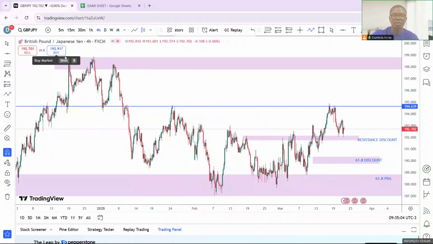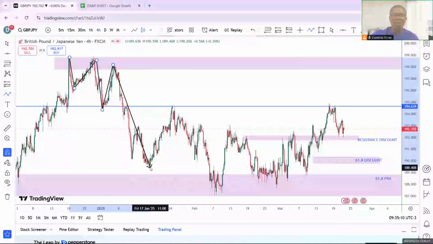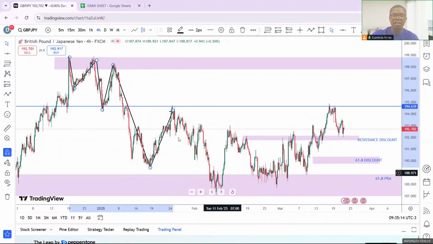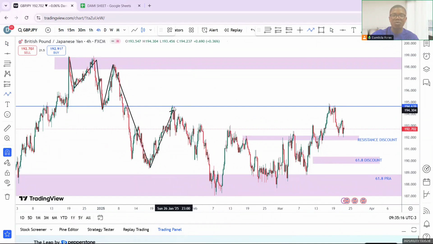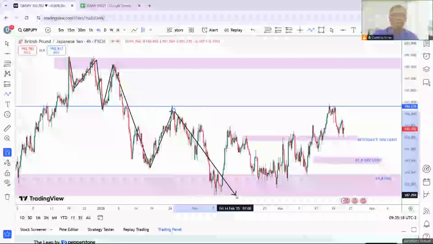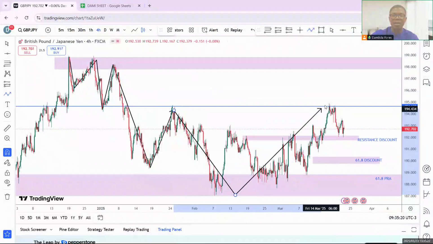Let's draw the structures together: push right here, exhaustion right here, push right here, exhaustion, push to this level, exhaustion at this level, right? Then what do the prices do? Prices came towards the entire level right here. Then what do the prices do at this 61.8? It broke structure.